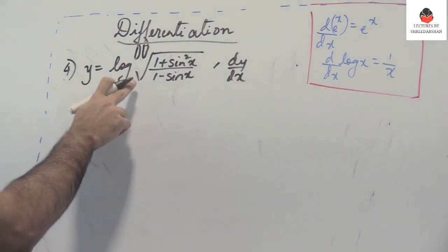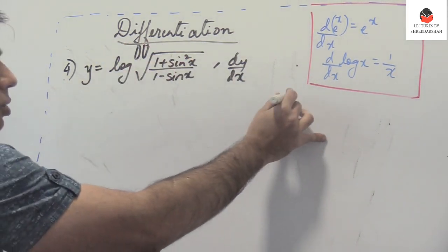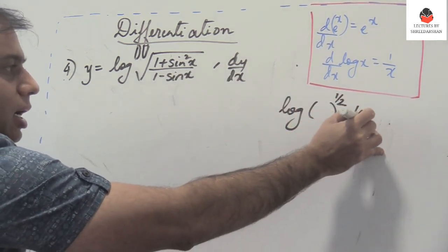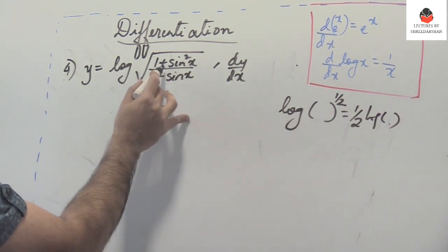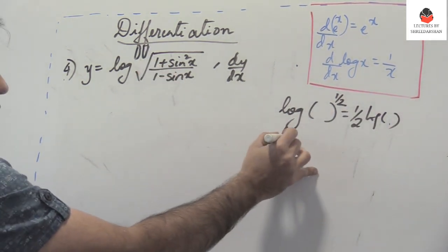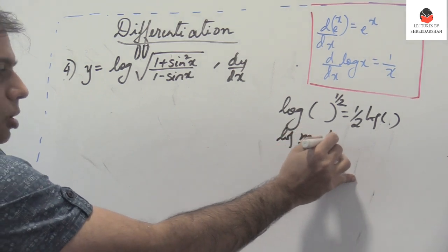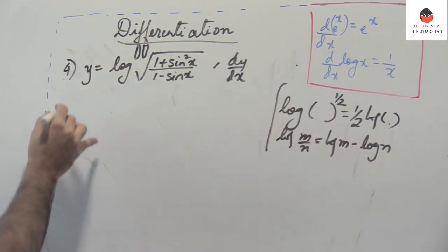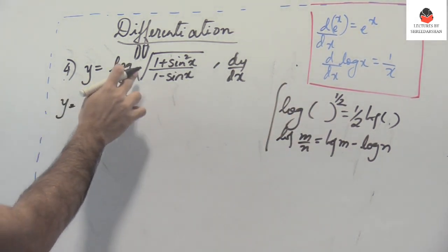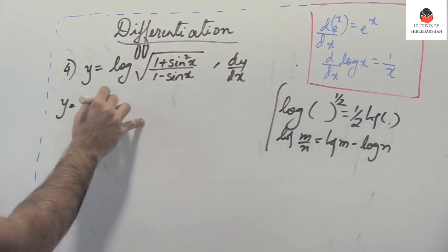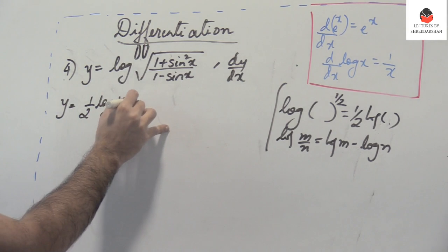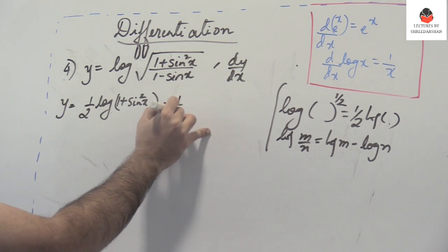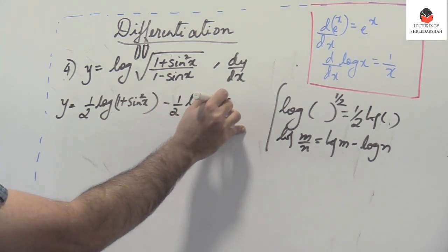So we have y equals log root of. So log of root of something is power half. So it can be written as half log. And here I have log m by n. So log m by n is log m minus log n. So I'll apply both these formulas here. So we get y equals, this root becomes half log 1 plus sine squared x, right, minus half log 1 minus sine x.